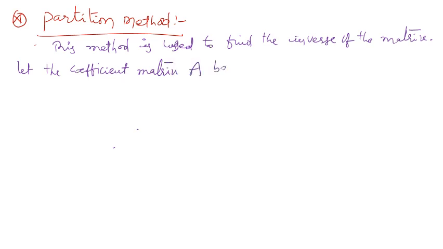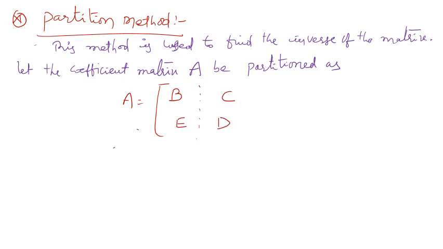capital A be partitioned as, now this is important, capital A equal to, see how to partition, [B C; D E], like this. This is the partition. Matrix A is partitioned into 4 submatrices. Remember this, B C D E.